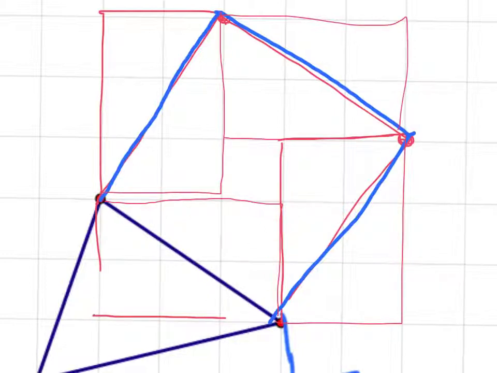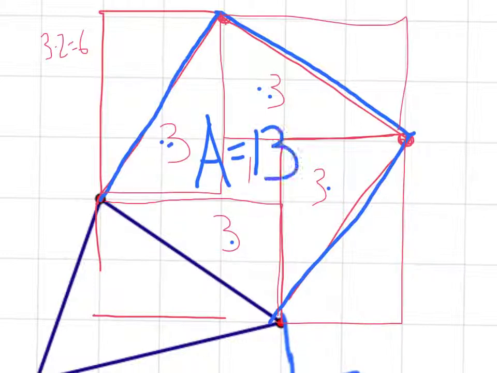Let's figure out what those numbers are. 3 times 2 is 6, and half of 6 is 3, so this is going to be 3, and that's going to be 3, and that's going to be 3, and that's going to be 3, and that's going to be 1. Great, so my total area here then is going to be 3, 9, 3, 6, 9, 12, 13. Which means that this side then is going to be the square root of 13.